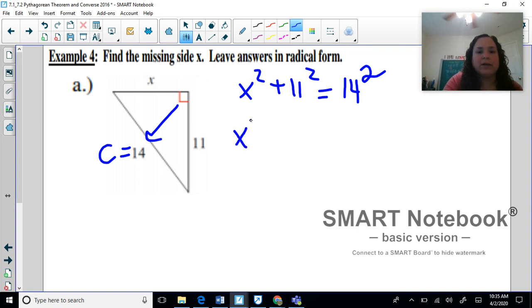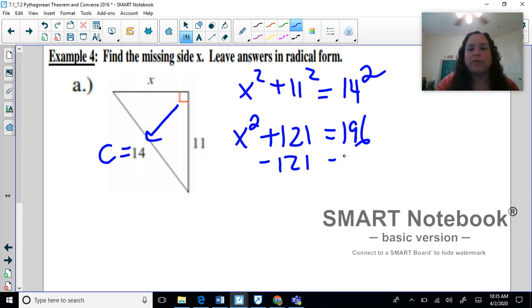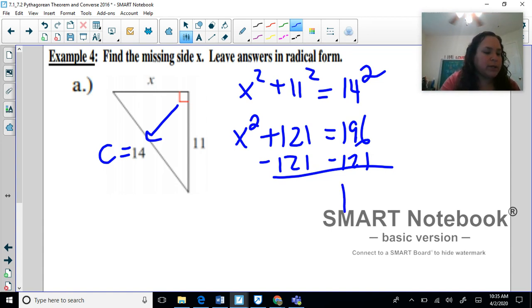And we'll simplify: x squared plus 121 equals, let me look at my cheat sheet over here. I'll use my calculator. 14 squared. 14 times 14 is 196. Subtract 121 from both sides. 196 minus 121 is 75, equal to x squared.